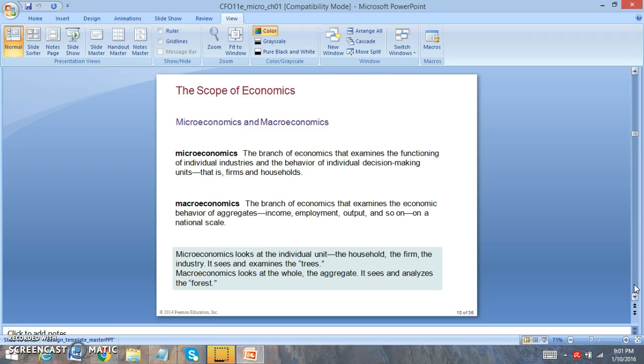Now, economics is going to be broken into two different fields: microeconomics and macroeconomics. Microeconomics is the branch of economics that focuses on individuals and how they make decisions, whereas macroeconomics is going to focus on how the economy as a whole makes decisions that influence individuals.